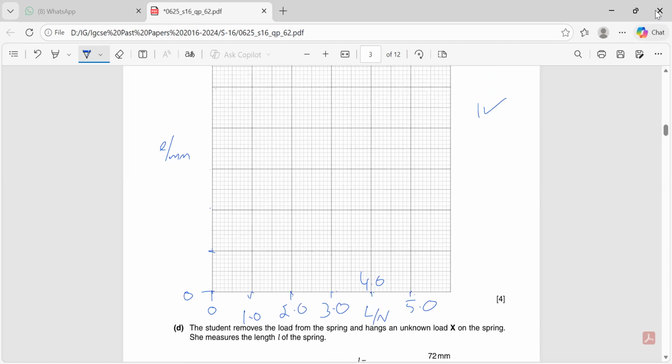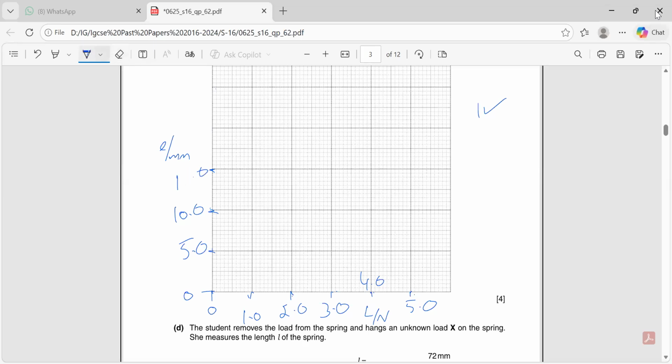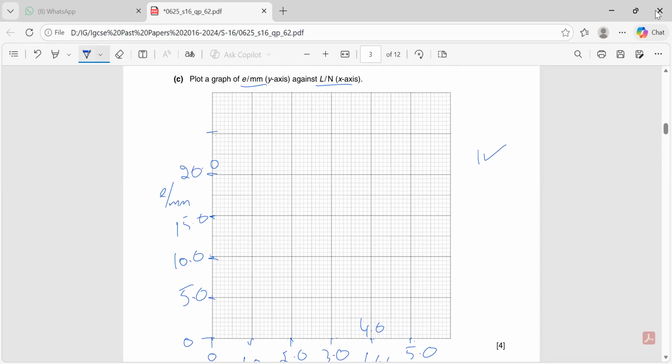0 here, 5, 10.0, 15.0, 20.0, and 25.0. Now see, our second mark is also scored. The reason for that is because our data is scattered on more than half of the grid. On more than what? Half of the grid. So we have scored our second mark also.